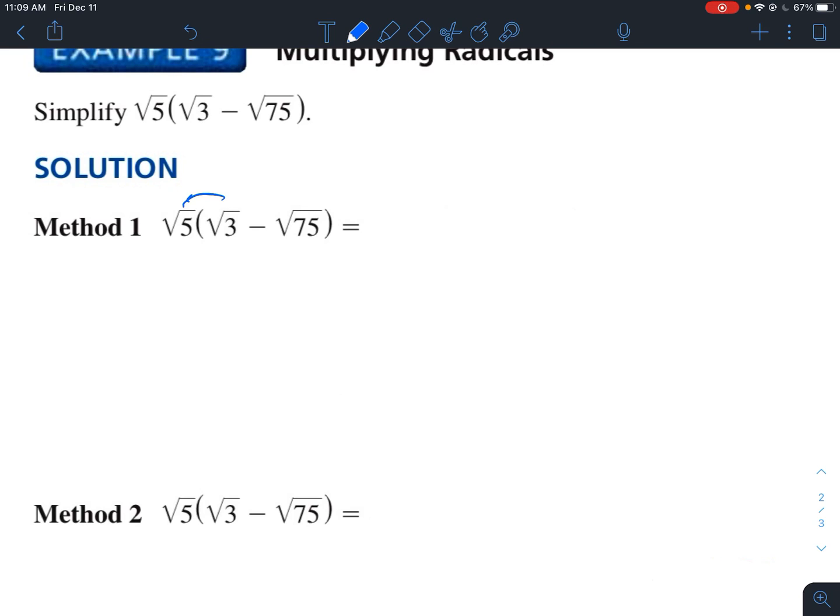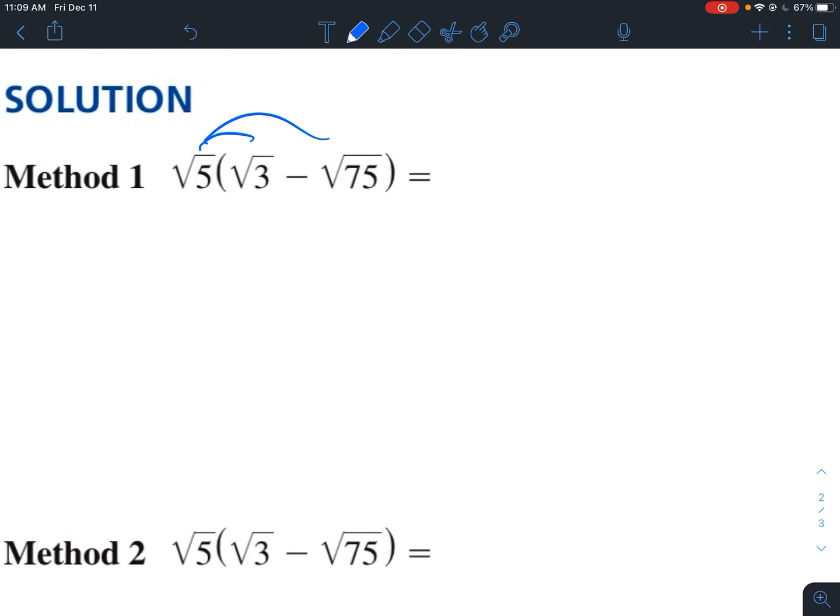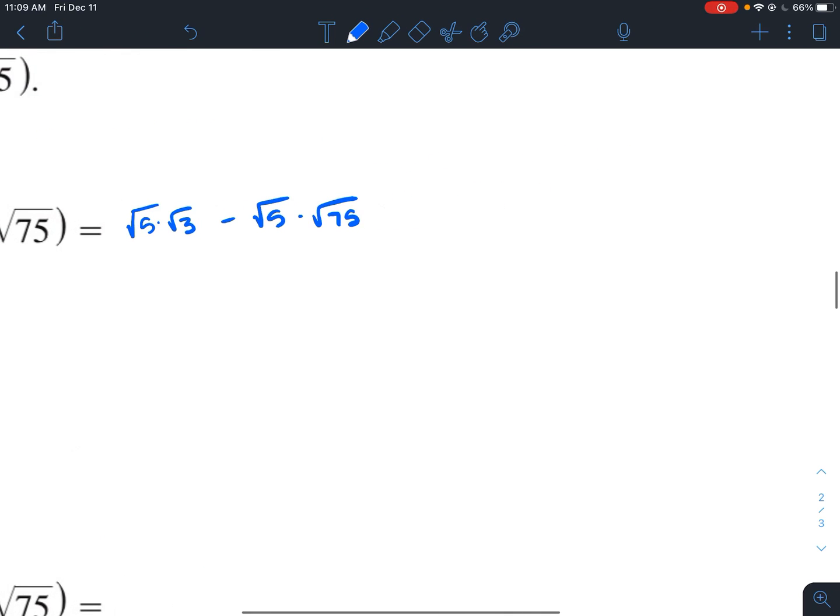so I can distribute it to both terms inside the parentheses. So square root of 5 times the square root of 3 would be the square root of 5 times square root of 3 minus the square root of 5 times the square root of 75. So I'm just distributing this and multiplying it to both of these terms inside. Now, square root of 5 times the square root of 3, because it's multiplication, I can multiply the radicands together. So this would be the square root of 15.